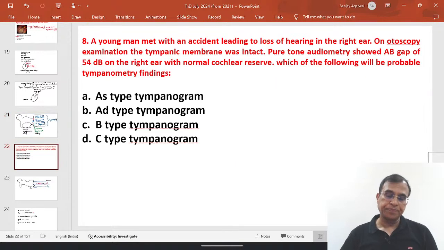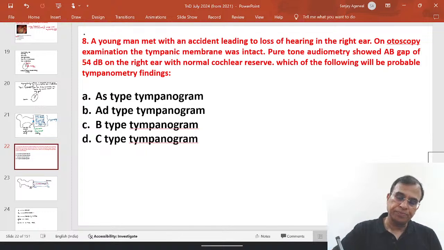Next question. A young man met with an accident leading to a loss of hearing in the right ear. On otoscopic examination, the tympanic membrane was intact. Pure tone audiometry shows an A-B gap of 54 decibels in the right ear with normal cochlear reserve. Which of the following will be a probable tympanometry finding: A, AS, AD, B or C? So what do you understand from this question? Please explain the question first.